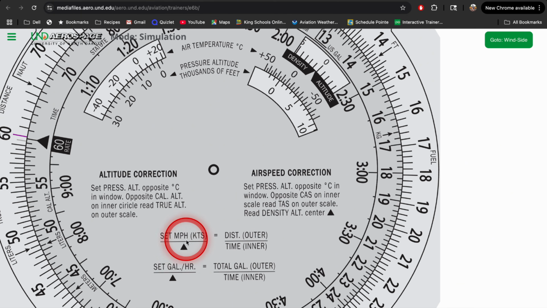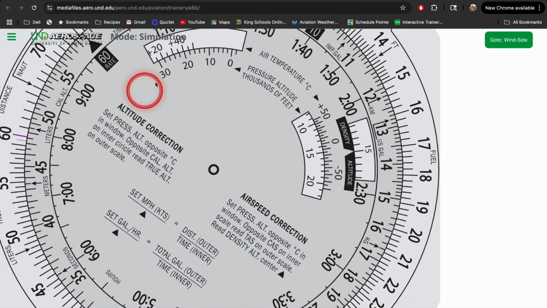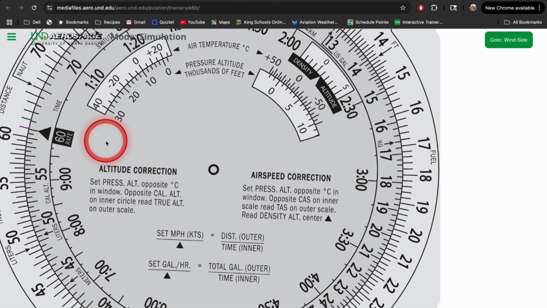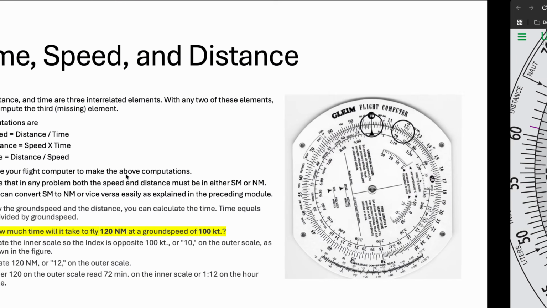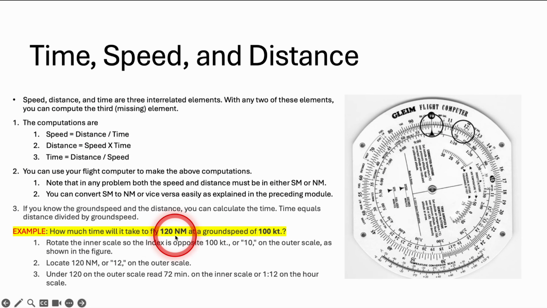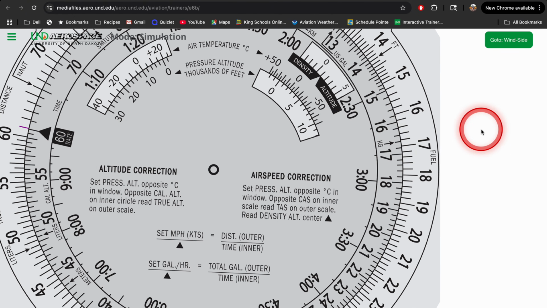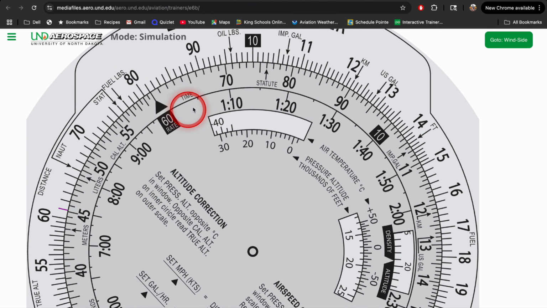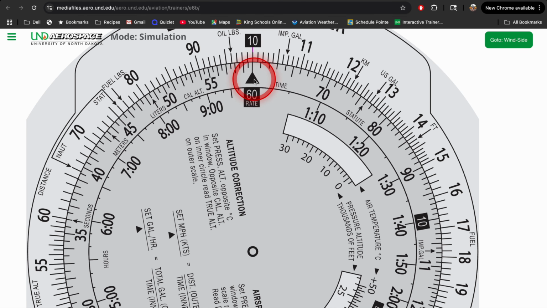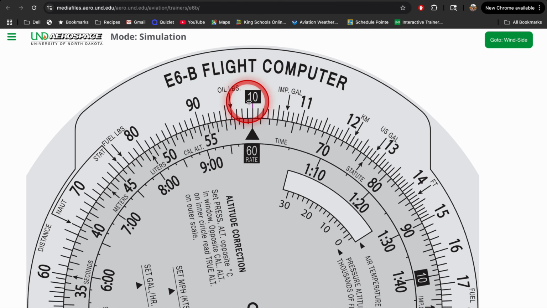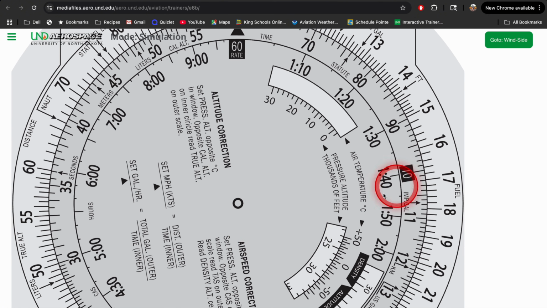So set miles per hour under the index, which is this black triangle right here. You just move the inner dial until you align your speed with this triangle. For us, we're traveling at a ground speed of 100 knots. So what we want to do is align this triangle with 100 knots. There's the index, and this is going to represent 100 knots for us. So under the directions, we did the first step. We know the distance, we're trying to understand the time.